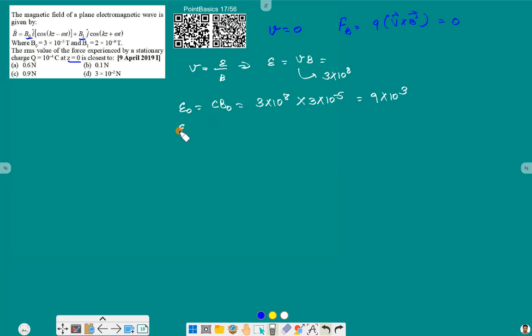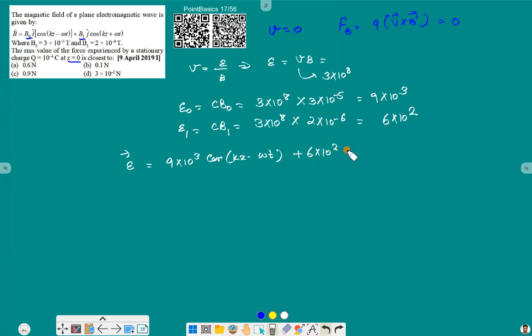And similarly, E1 will be equal to C times B1. So that will be 3 into 10 raised to power 8 into 2 into 10 raised to power minus 6. So that will give us 6 into 10 raised to power 2. So our combined electric field E will be written like this: 9 into 10 raised to power 3 cos of (kz minus omega t) plus E1, that is 6 into 10 raised to power 2 cos of (kz plus omega t). And we have to also find the directions here.